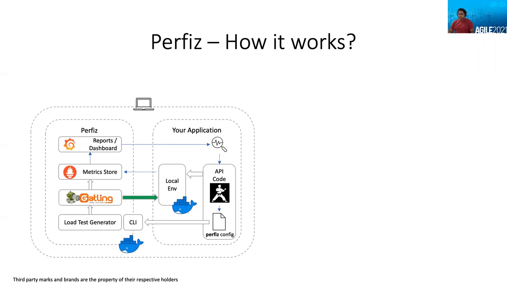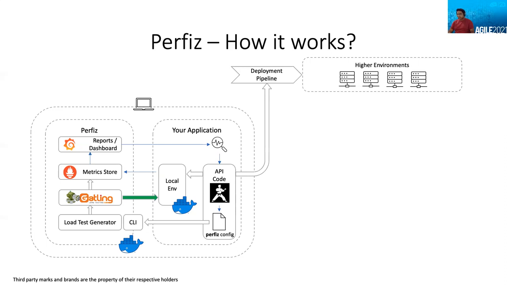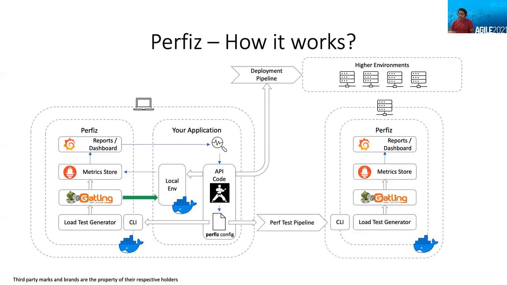Now, once you're satisfied that your performance testing is to an extent complete on your local machine, promote your application to higher environments. And likewise, you could promote Perfies to a higher environment. Being Dockerized, there's not much of a specialized setup that's required in higher environments. And it pretty much leverages similar configuration files through a pipeline, if you wish, and runs the load test, generates load against the higher environments, gathers the metrics, makes it available to you for analysis. So this is a longer cycle.